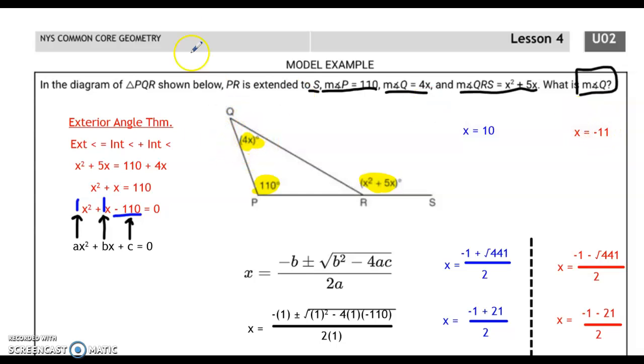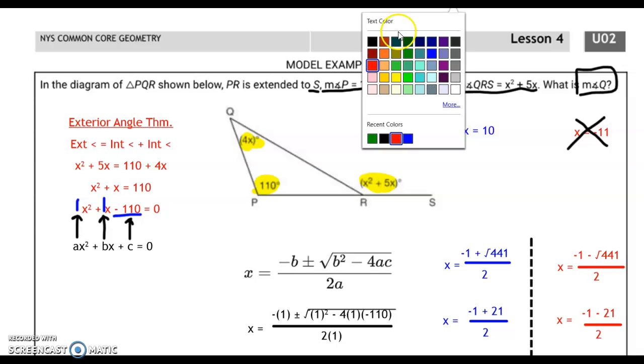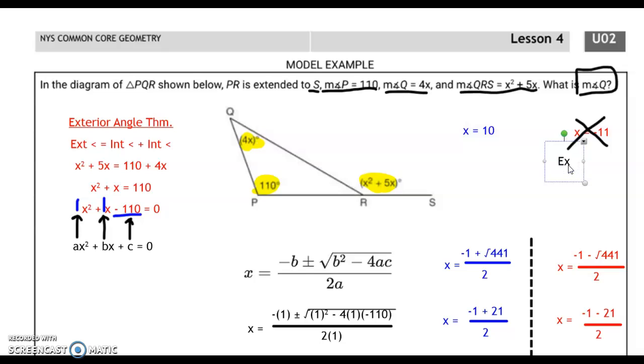We'd get negative 44. It turns out that negative 44 can't be the measure of an angle, right? You can't have a negative angle measure. So we're going to eliminate this one. This value is not going to be a value that we could possibly use. And we have a special term in geometry for a value that we can't use. We call this an excluded value, which means there's only, at the end of the day, there's only one correct answer, which is x equals 10. Now that we have that, we can find the measure of angle Q very easily. And we find out that the measure of angle Q is equal to 40 degrees.